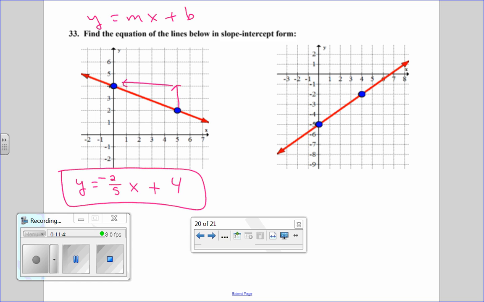The next one does have a positive slope. How many up and how many over are we running? 3 over 4. And then what's our y-intercept? Good.